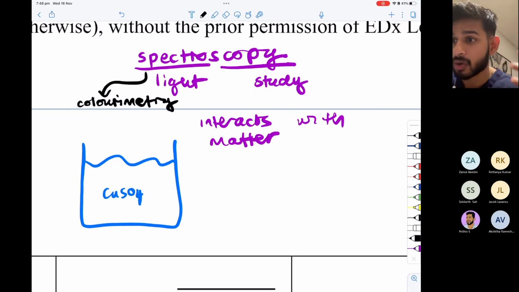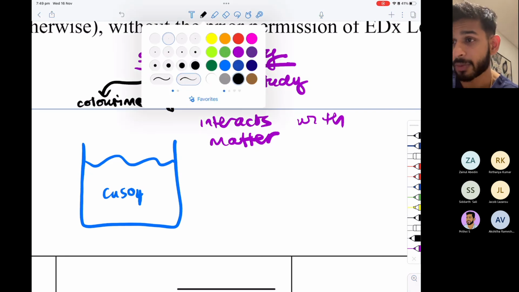Because remember, there's radio waves, there's X-rays, there's gamma rays, the entire electromagnetic spectrum, which varies by frequency and wavelength, is humongous. Colorimetry is only using a very small part of that spectrum, visible light, and shooting it at matter, right? And so for us to decide what color light we shoot at matter, we actually pick the inverse color of that solution.